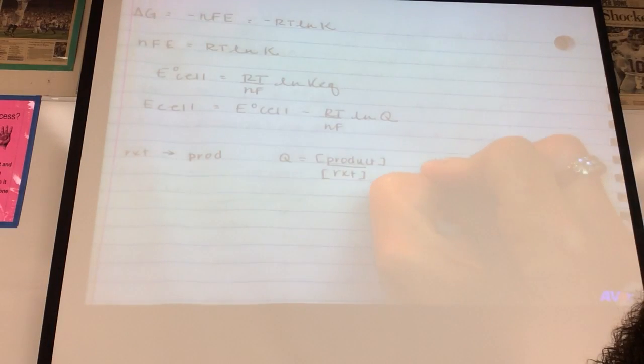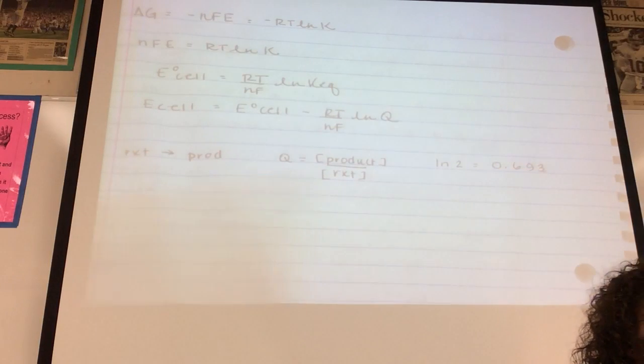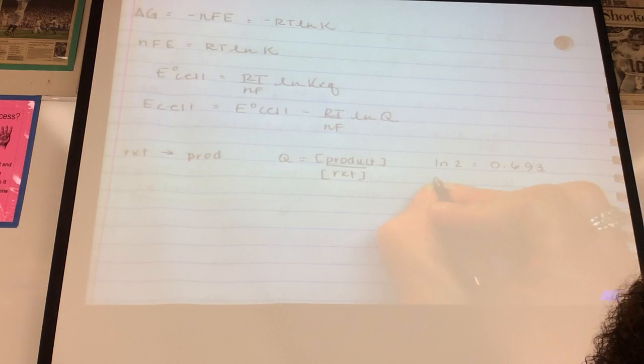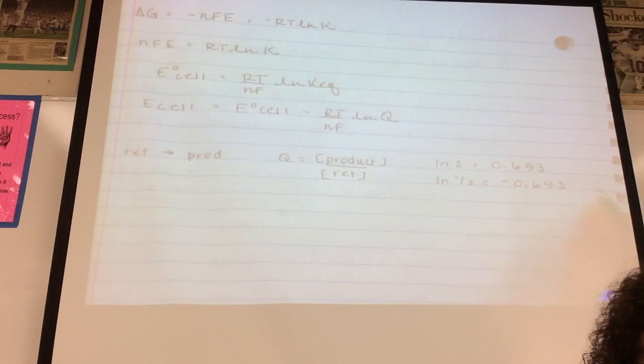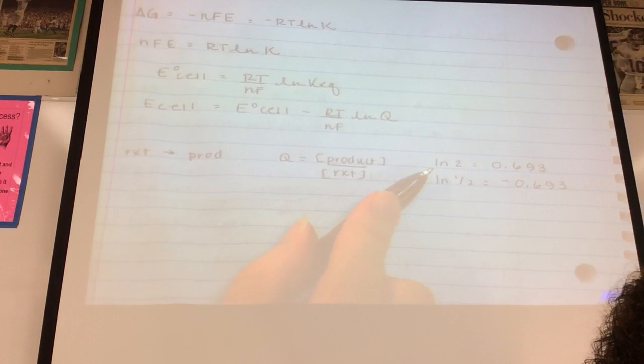What is ln of 2? 0.693. What is ln of a half? Okay. So what's ln of 1? 0. So ln of a number greater than 1 is positive. Ln of a fraction between 0 and 1 is negative, correct?